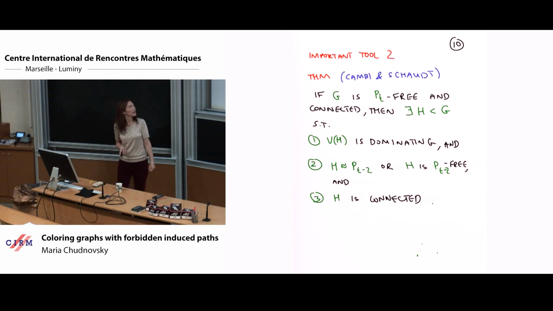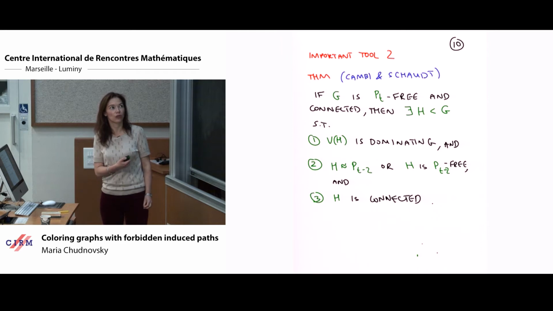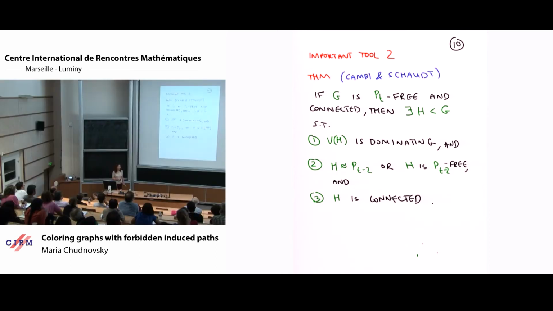Well, there's a theorem of Camby and Schaudt that's very useful here. And what they say is if you have a P_t-free graph, then there's a subgraph in it that's dominating, meaning every other vertex has a neighbor in it. And it's simpler. So first of all, it's connected. And second of all, either it's just P_{t-2} or it's P_{t-2}-free. So either you're somehow in a simpler case or it's just a small subgraph.